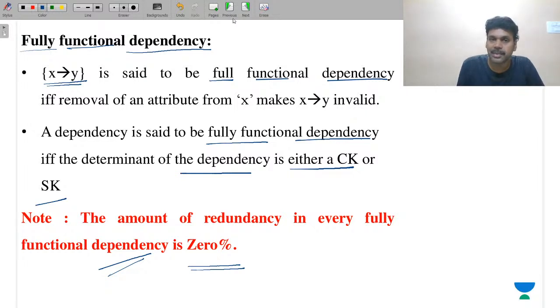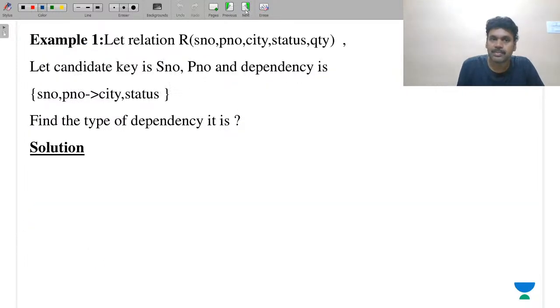Now, let us have one small example in this. So in this session, we are trying to learn the theoretical definitions and we will prove that there is some redundancy or there is no redundancy using different kinds of realistic examples. So please follow me carefully.